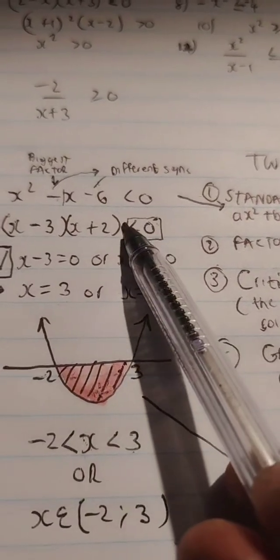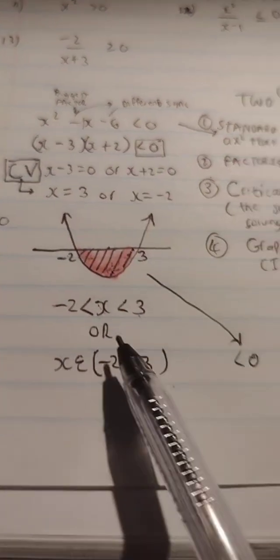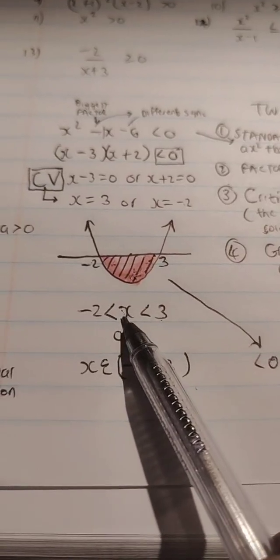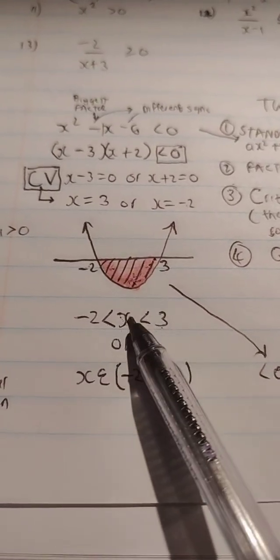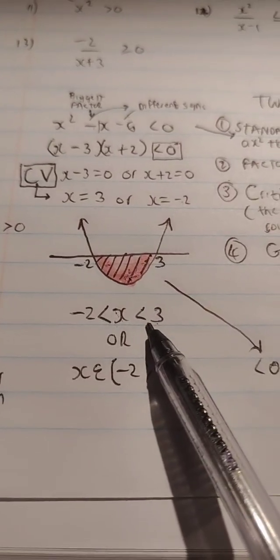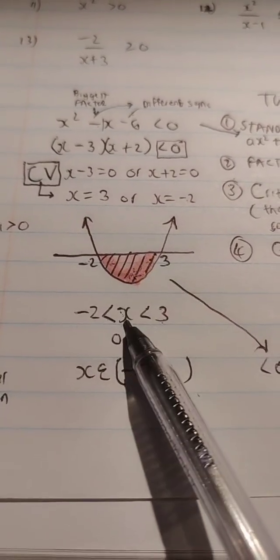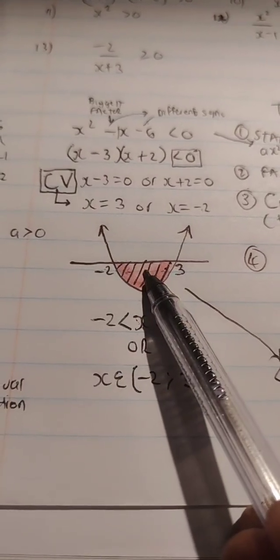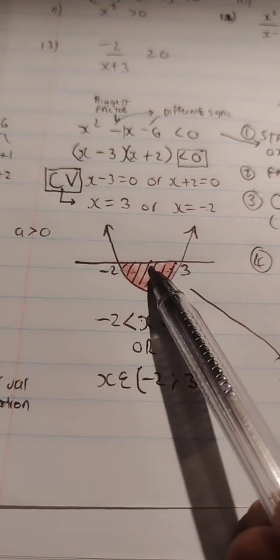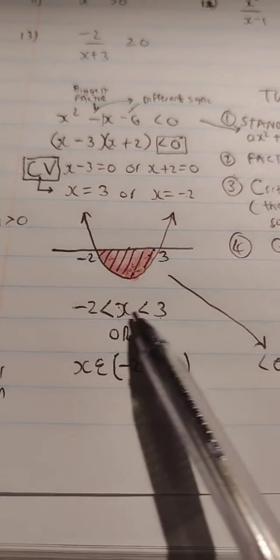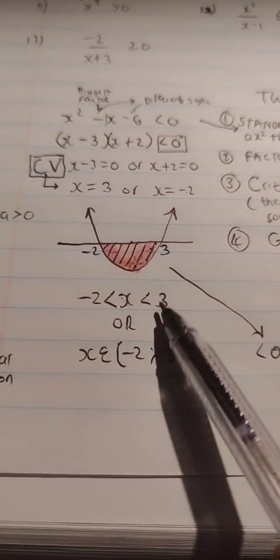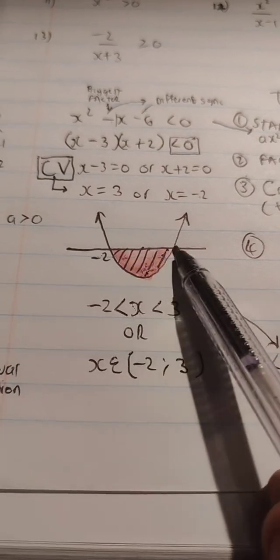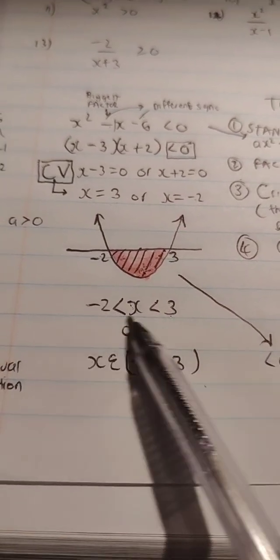So since the symbol is less than 0, there's no equal sign, we then write our answer and we say x is greater than -2 but less than 3. That is between. x is greater than -2, this direction, that's where the values greater than -2 lie. They lie here. But it is less than 3, and less than 3 is in this direction. So that is what in between the two critical values actually means as the answer.